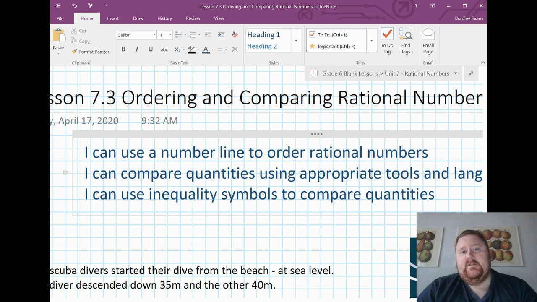Now, some of the symbols you use today, like greater than and less than, you've used before in grade 5 and also in grade 4. But today we're going to start adding in some negative numbers with those. All right, so you are going to need to draw back on some of your knowledge from grade 5.